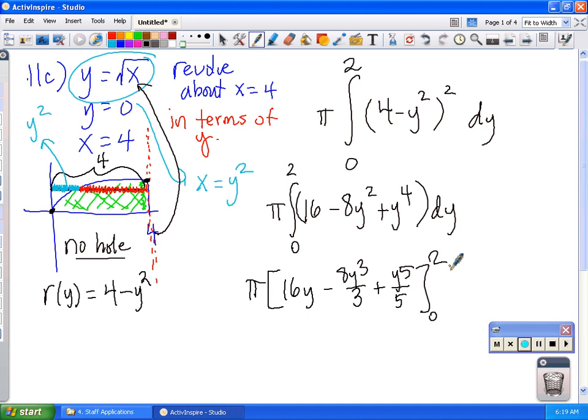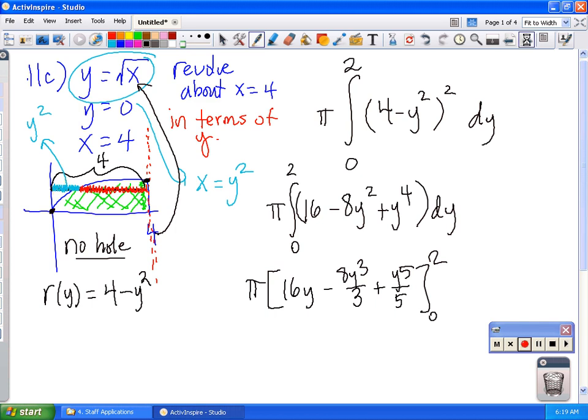But the big deal here is being able to identify the length of that radius and recognize that you have to take the radius all the way over to the axis and then eliminate the part that you don't need. And that's true whether you're in terms of x or whether you're in terms of y.